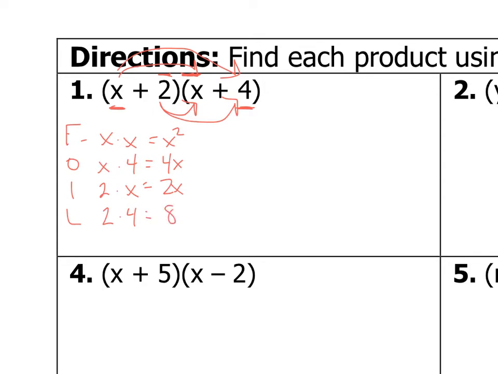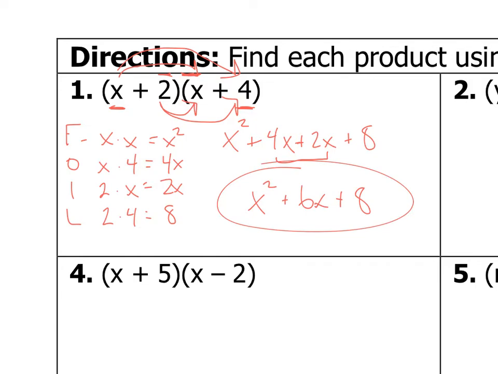Now, we had a nice example here. Everything's positive. So, in other words, all of these terms are going to be added together. And this is not my final answer, believe it or not, because, as you guessed it, we can simplify these terms here. So, when we FOIL these two binomials, x plus 2 and x plus 4, it turns into x squared, there we go, plus 6x plus 8. All right.